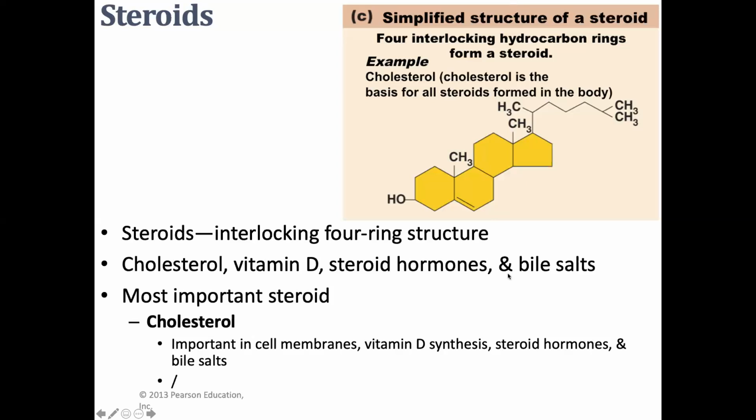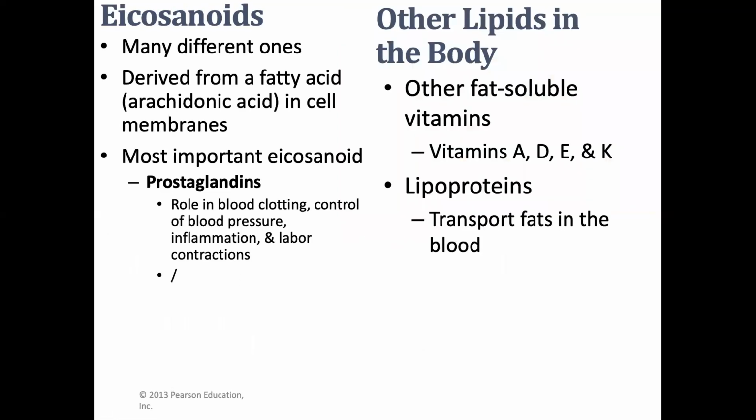It also is an important part of bile salts, which are part of a green liquid that's made by the liver that acts as a detergent to help mechanically break down the fat in our diet, okay? Eicosanoids are made from fatty acids, and they include prostaglandins, which are important in blood clotting, controlling blood pressure, inflammation, and labor.